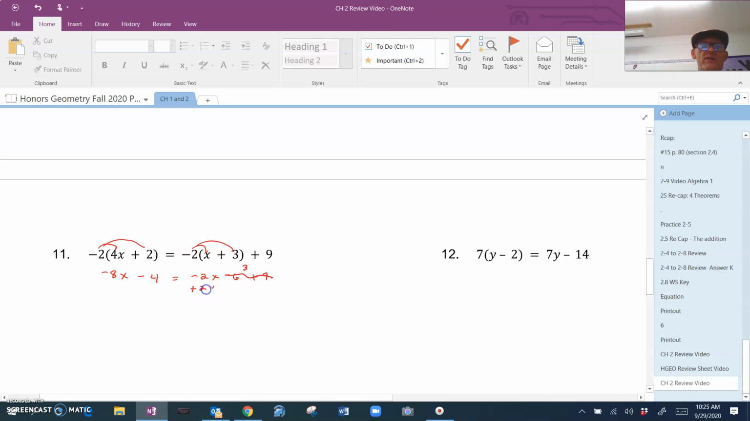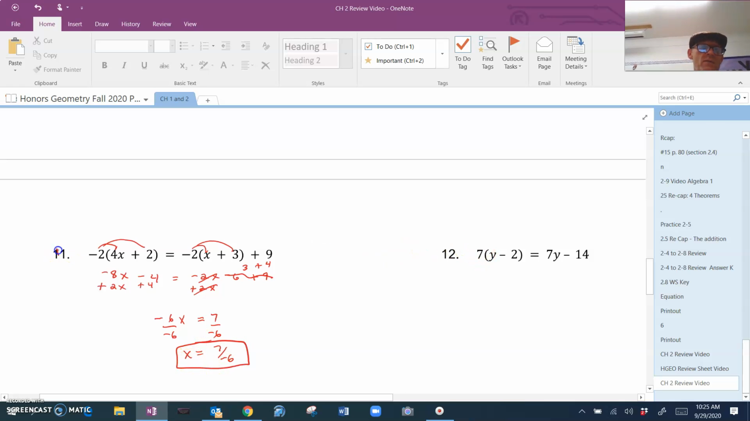And if I add the 2x to this side, and I add it to the 8x and remove it from the right, and I add the 4 to this 3 up here, I'm going to get negative 6x, and up here I'll get 7. Okay, so divide by negative 6, divide by negative 6, and x equals 7 over negative 6, and we're good with that.